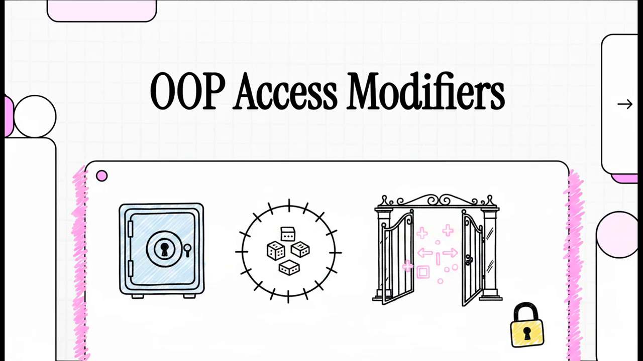Today, we're doing something absolutely crucial. We're drawing the boundaries of your code. We're talking about object-oriented programming, and specifically, we're diving into the security gates of OOP, Access Modifiers. We really need to figure out what data should be totally open to the public and what needs to stay completely hidden in the vault. So, let's jump right in.